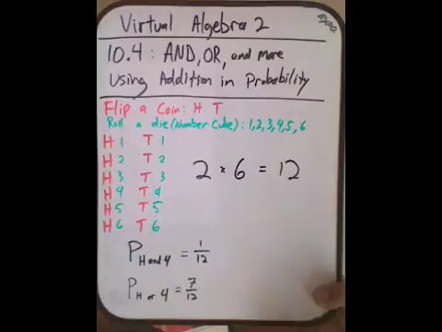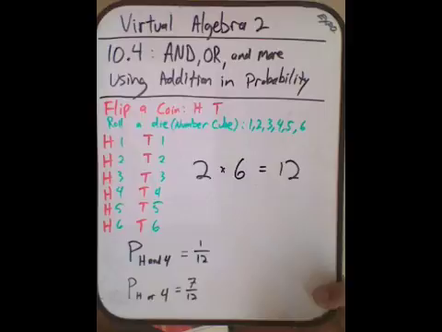Alright, so let's look at a situation like this. We're going to flip a coin, and the coin can either come up heads or tails, because it has two sides, right? And then we're going to roll a die. You know, that six-sided square thing. Your book calls it a number cube. You know, like they use in casinos. And it can come out 1, 2, 3, 4, 5, or 6.